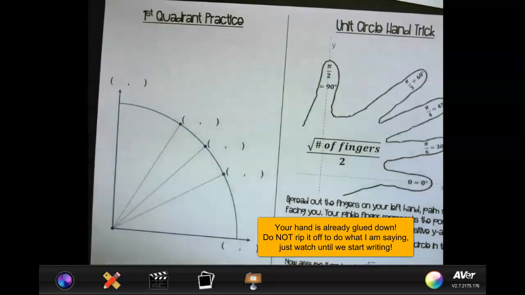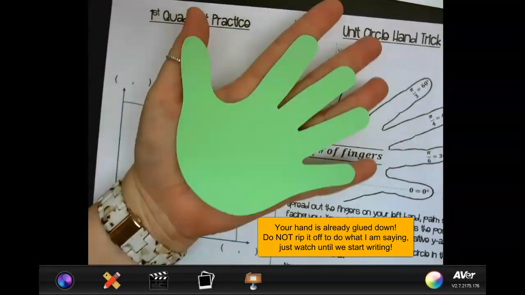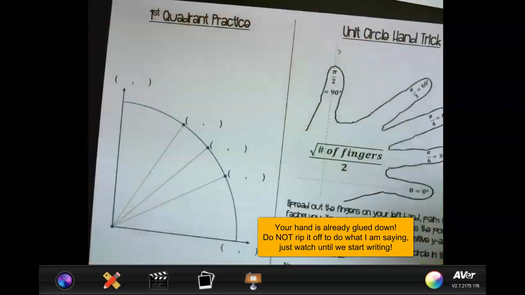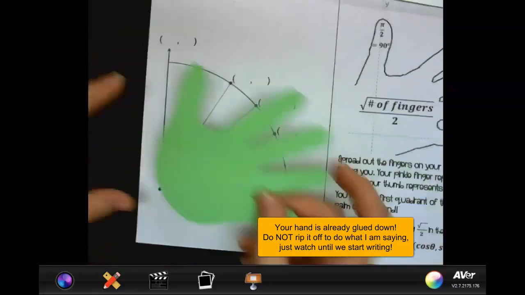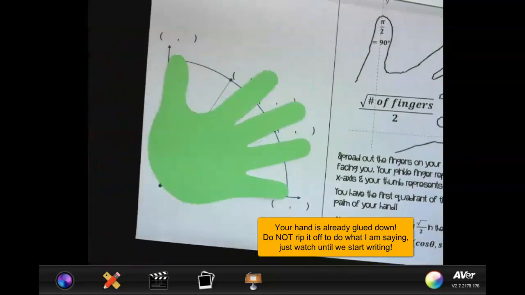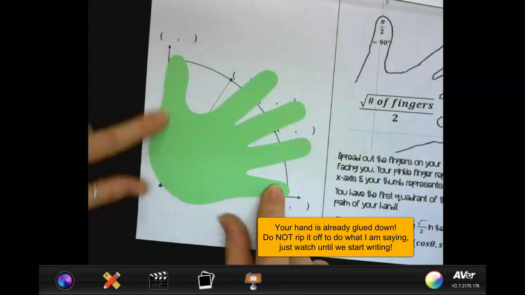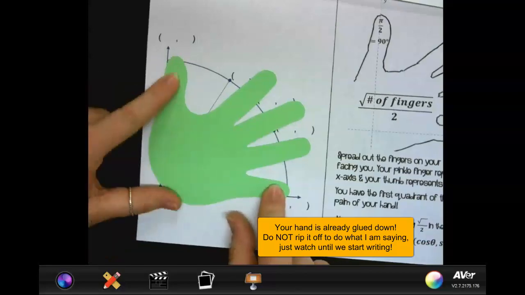So this is like your left hand, palm up, right? Probably a little smaller, but that's what it's representing. So if you take this and put it on this coordinate plane right here, I know it doesn't fit exactly, and your hand isn't going to be exact either, but do you see how the pinky's on the x-axis? The thumb is on the y-axis.